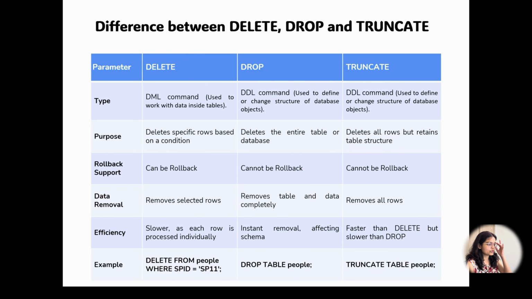If you want to drop a table, you just write drop table and the table's name, and the table will be dropped. And truncate, again, if you want to remove all the rows from the people's table, you just have to write truncate table people. All rows from the people will be gone.